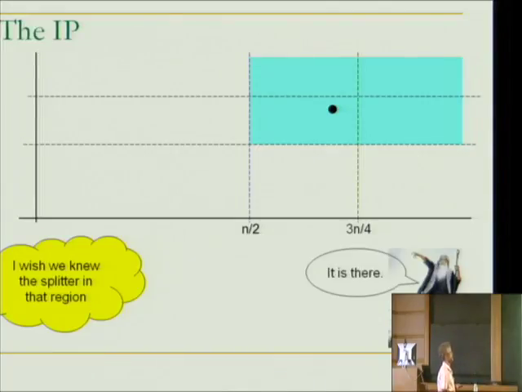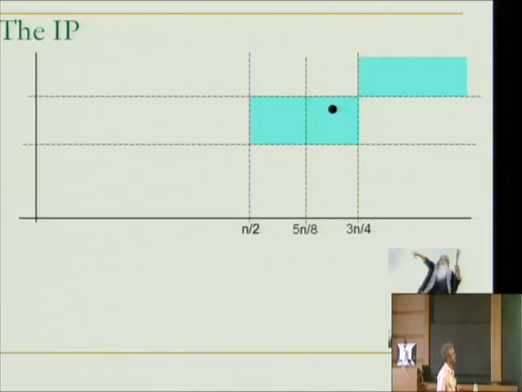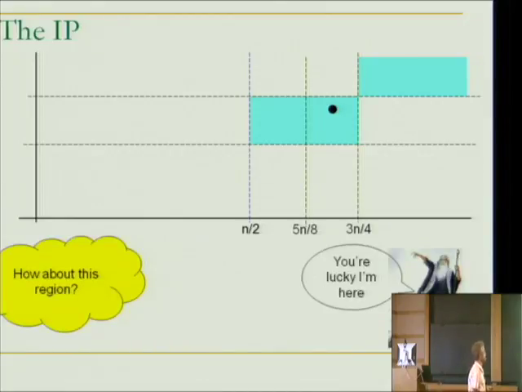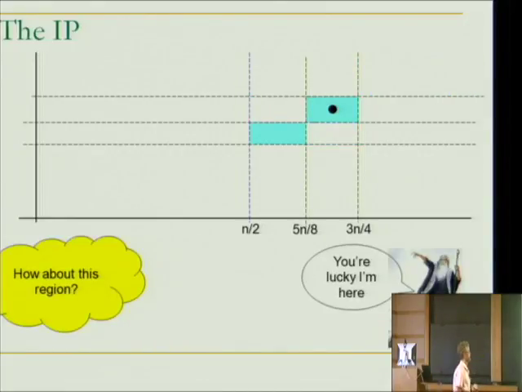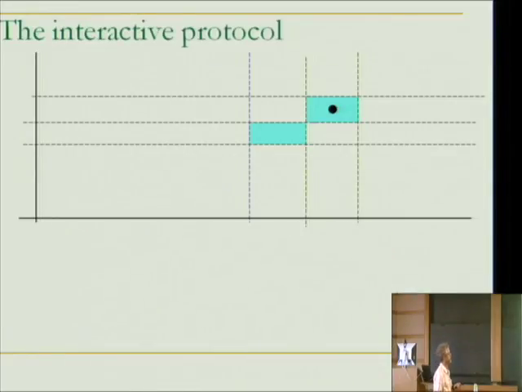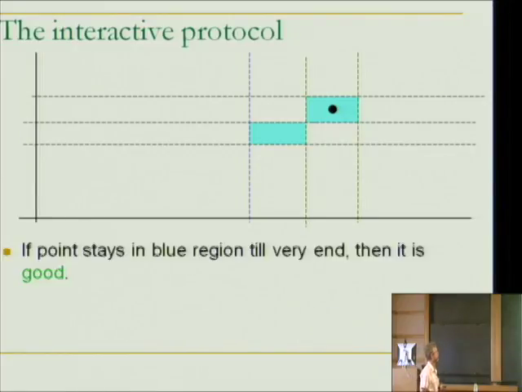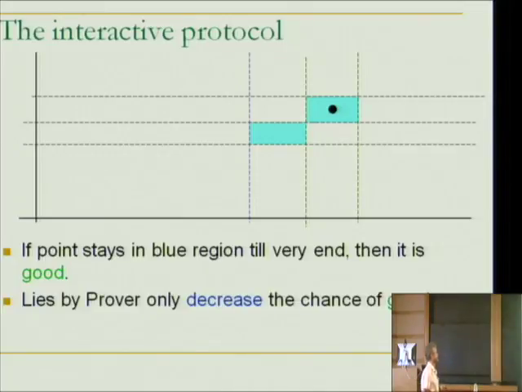So again, what's the splitter? He tells me, and then how about this region? Okay, so there we go. If at the end of all this, we keep going until we get down to a region of one, and if the point is there, then I call it good. Otherwise, I call it bad. So if the point stays in the blue region until the end, then it's good.